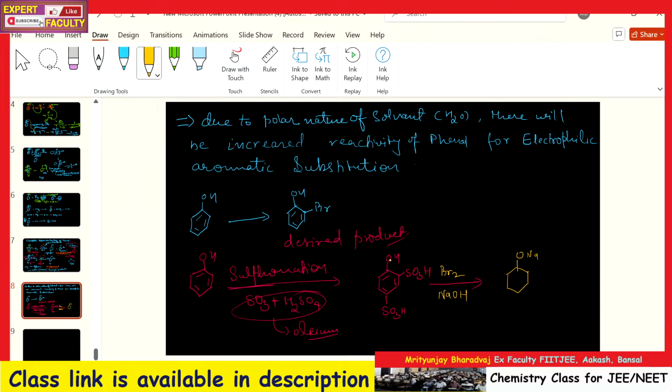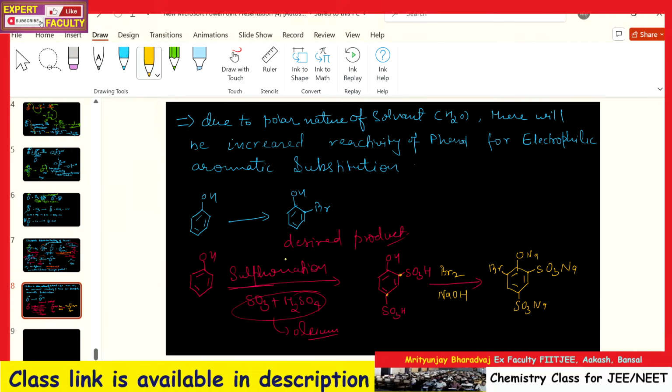NaOH will make it O minus. This SO3H will become SO3Na, and this will also change to SO3Na, and bromine will take the ortho position. The remaining pi bonds are there, so this will form. So what have we done? We first block two positions, one ortho and one para.